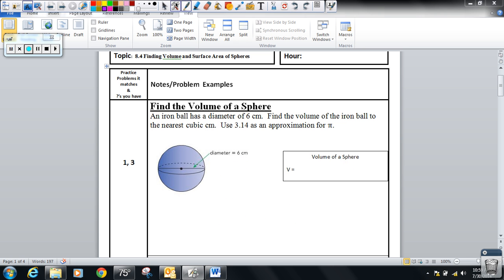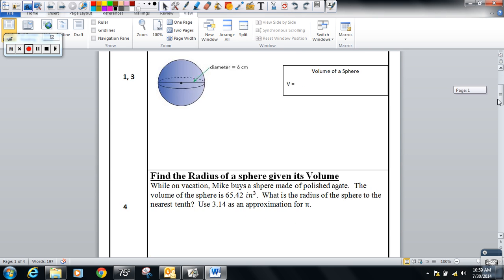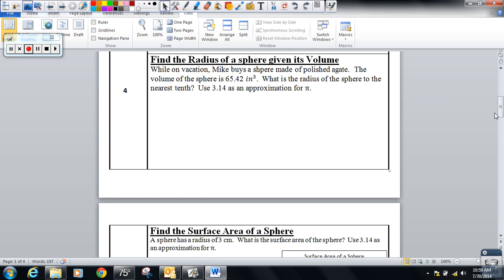Now, this next time, they're going to give us the volume and ask us to find the radius. The tricky part on this, I think, is the formula has that improper fraction of 4/3. So if I look here, it says that he buys a sphere, and that's spelled incorrectly. Sorry about that. And the volume of it is 65.42. And since it's a sphere, we're going to use 4/3. And it says to use 3.14 as your pi. And it says, what is the radius to the nearest 10th?